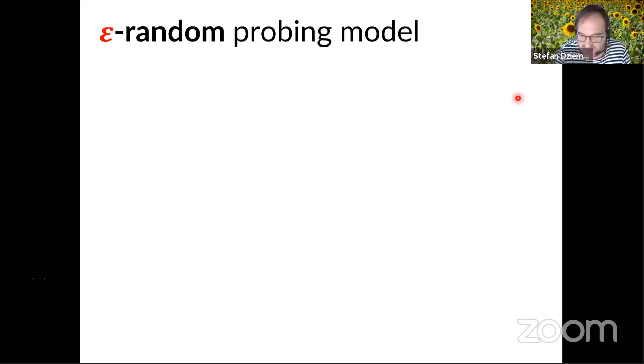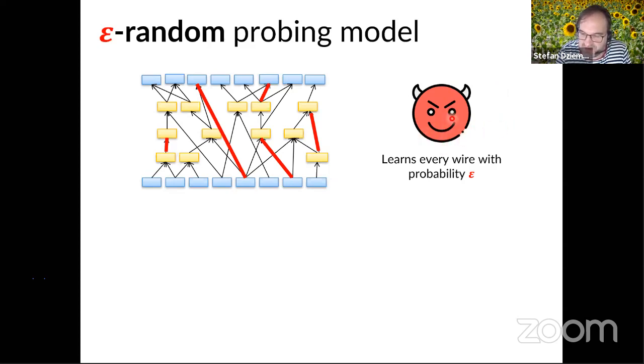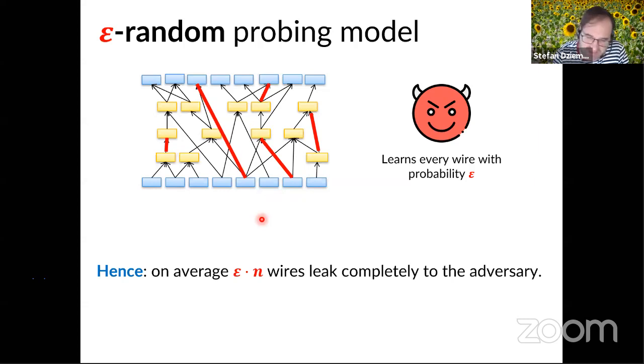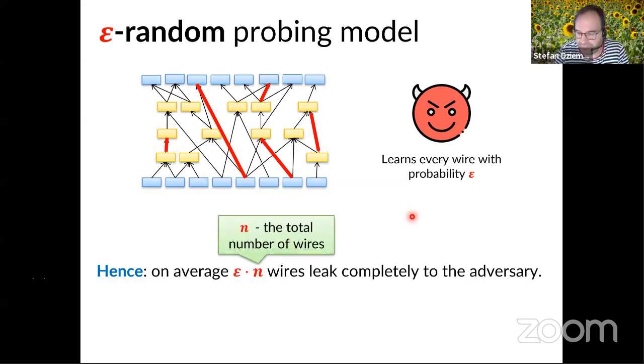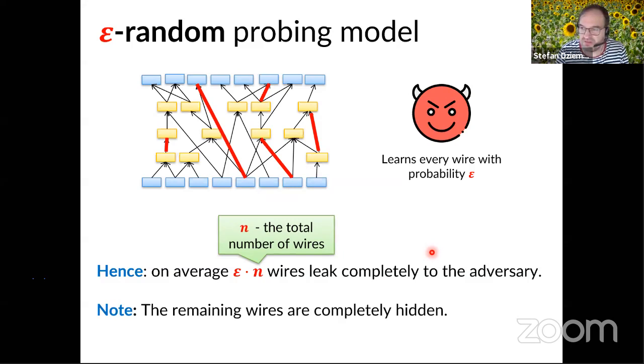It's very similar to probing. It's essentially probing, but we assume that every wire leaks with probability epsilon. Okay, so in probing of ISW, we had the model where the adversary could choose some number of wires and they were leaking. Here he doesn't choose these wires. He just gets some wires at random, with probability epsilon. Of course, on average, this means that he should get around epsilon times n wires, where n is the total number of wires. And so this is the epsilon random probing, and again, the remaining wires are completely hidden.